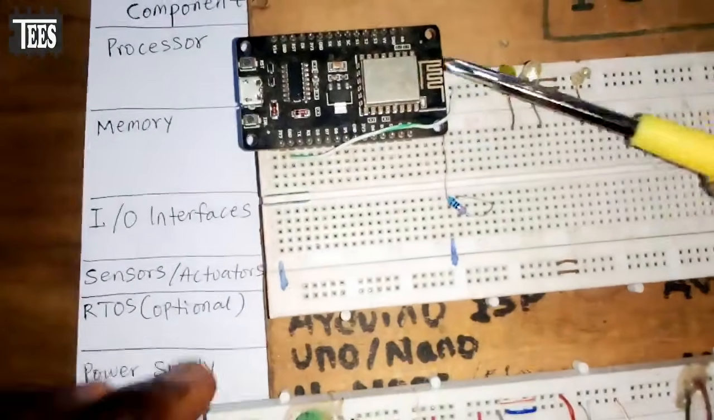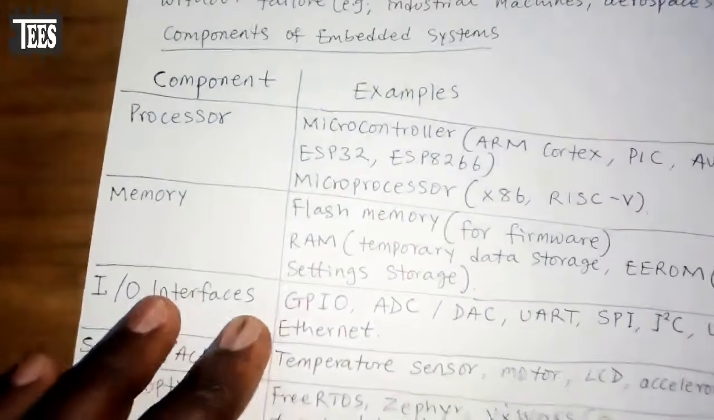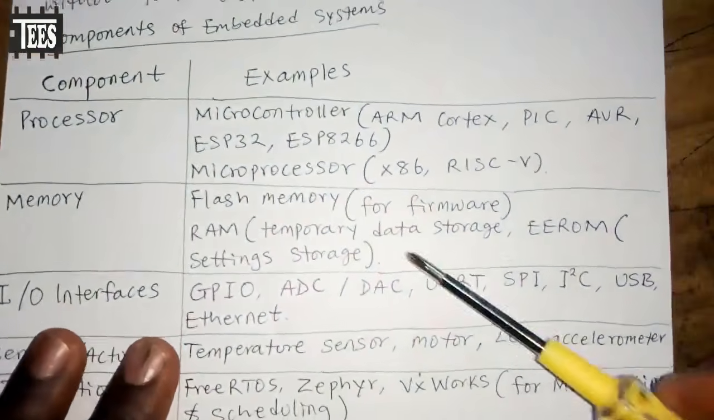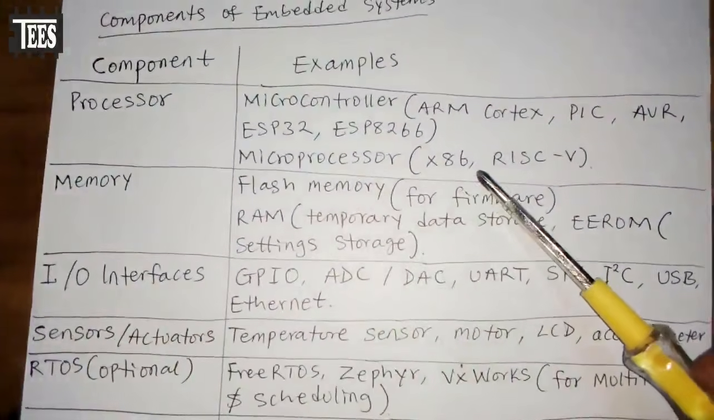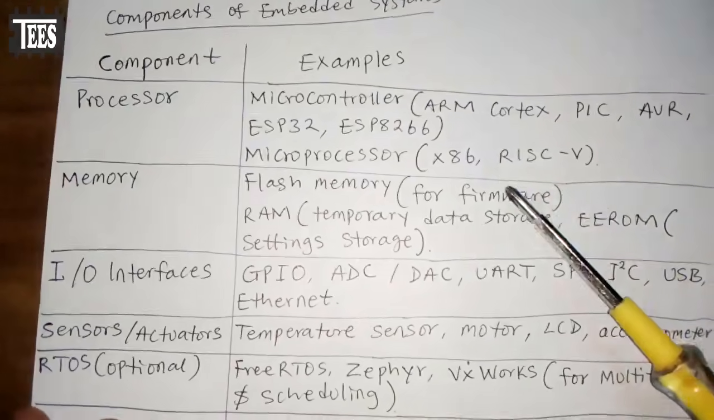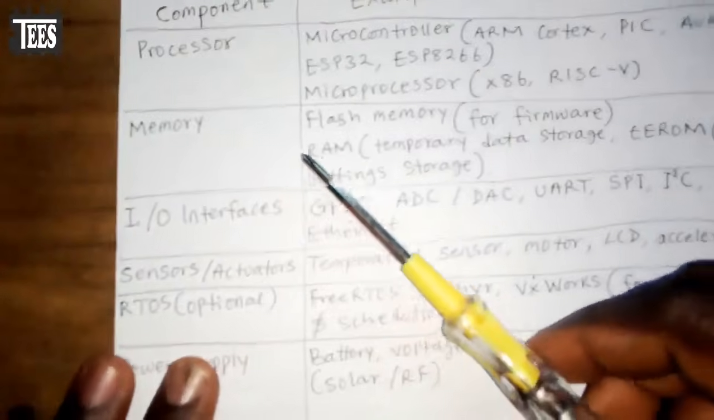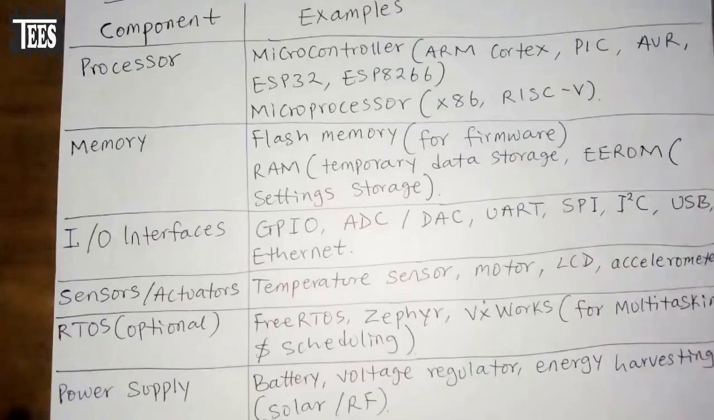So what we have here is an ESP8266. All these are microcontrollers. Then we also have microprocessors, for example your x86 chips and RISC-V chips.